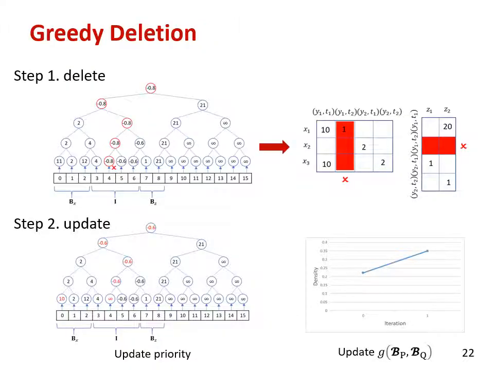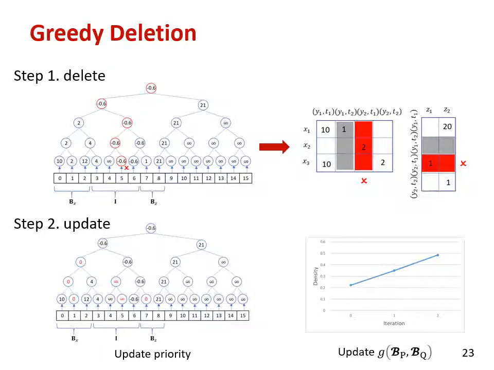Second, we perform the greedy deletion as follows. In step 1, we find the minimum weighted node in the priority tree, that is -0.8, and we delete it. In step 2, we update node-wise for all neighbors of the deleted node, that is x1, and update the value of our metric. The above process will be repeated until one of the sets I, Bx, and Bz is empty.